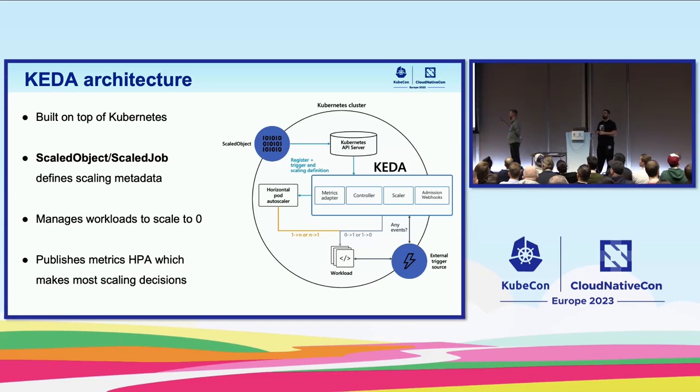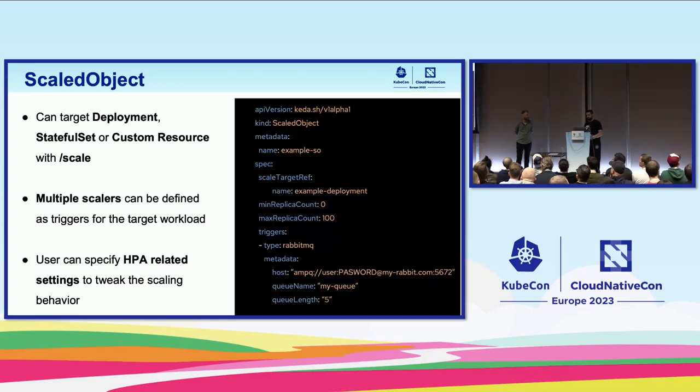No big deal. We have some admission webhooks and some other stuff, but this is the main concept: two main components, the operator and the metrics adapter, and they do most of the job. And this is an example of a scaled object, one of our custom resources. With a scaled object, you can target your deployment, stateful set, or any custom resource that exposes the scale sub-resource. If you have your own custom resource and you would like to autoscale it, you just need to provide this endpoint. It's very simple.